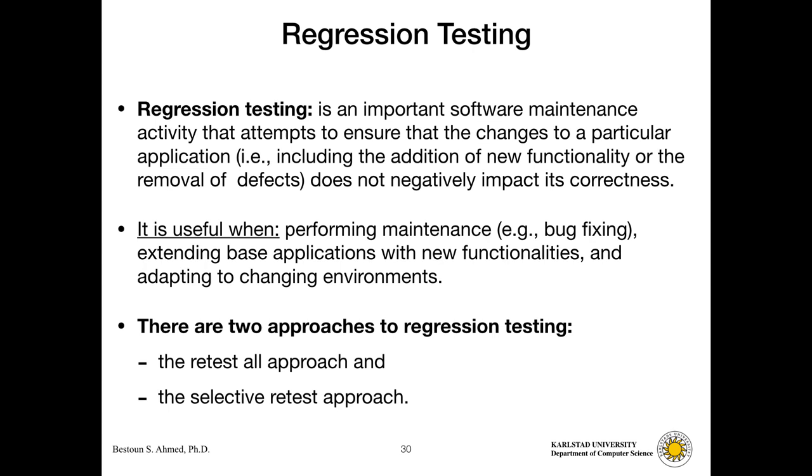So you want to be sure that the changes to a particular application, a particular part of the software, do not negatively impact its correctness. For example, it is useful when performing maintenance. When you fix a bug, you want to be sure that fixing this bug is not causing another bug in the software. There are two approaches of regression testing basically. We call them the retest all approach or the selective retest approach.